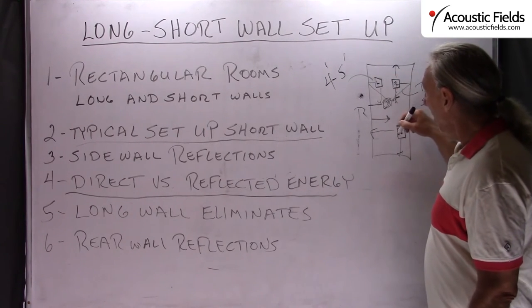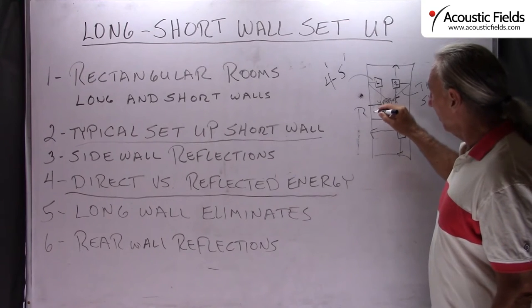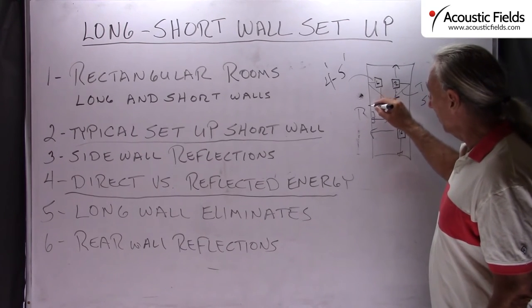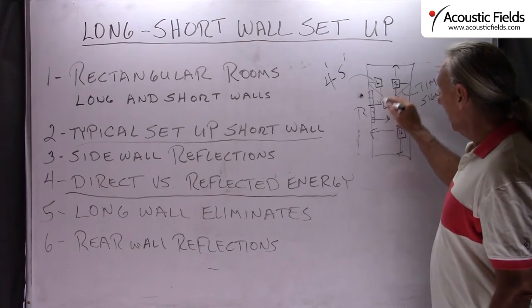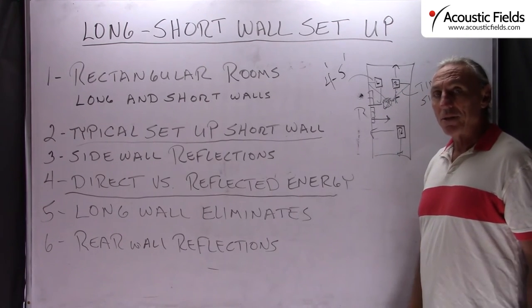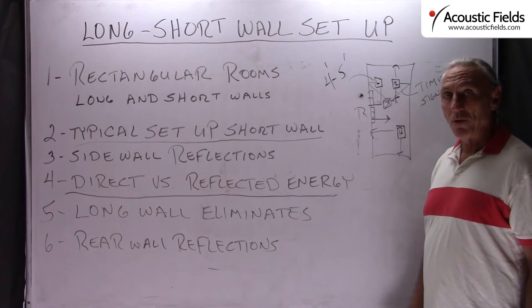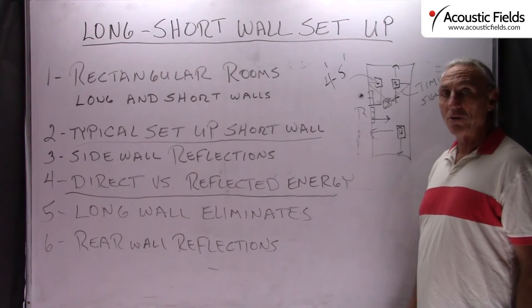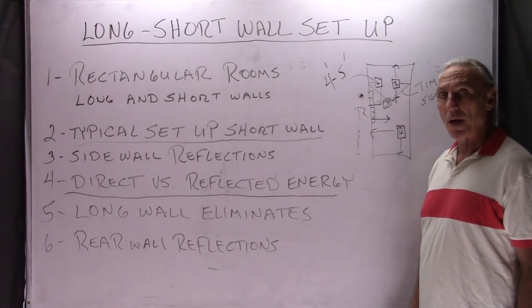If we set up long ways on a rectangular room, then our diffusion, if that's what we're going to use for this treatment, must have enough distance to work with. So it's a balancing act. It's no right, no wrong. You just have to match the usage with what you're trying to accomplish.